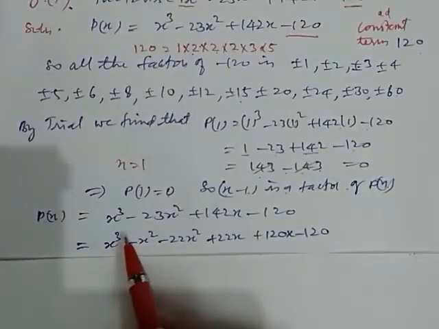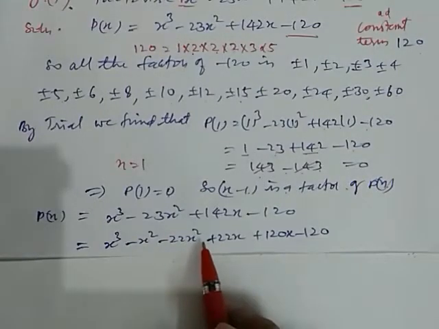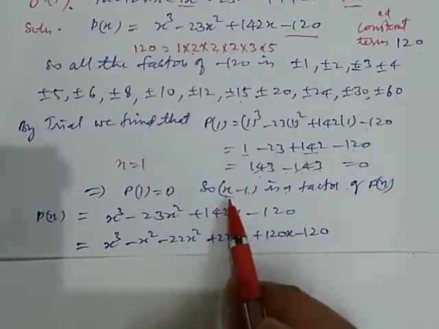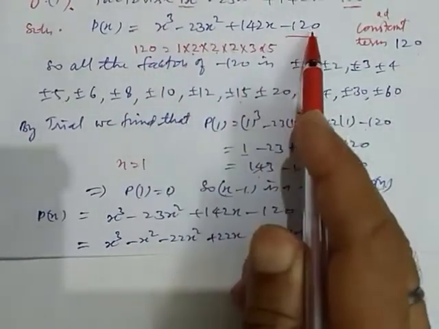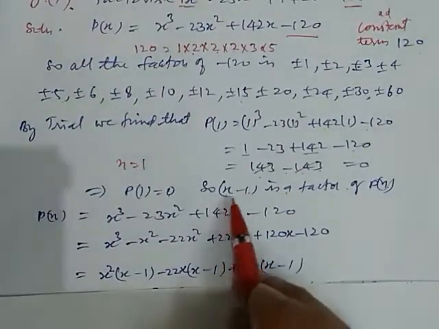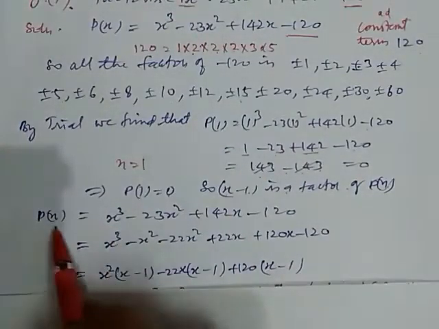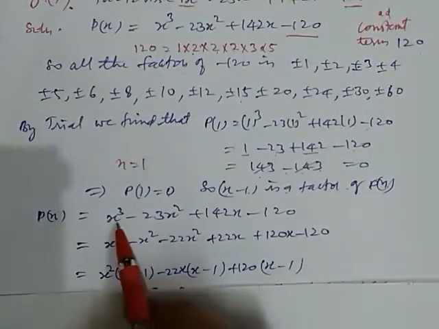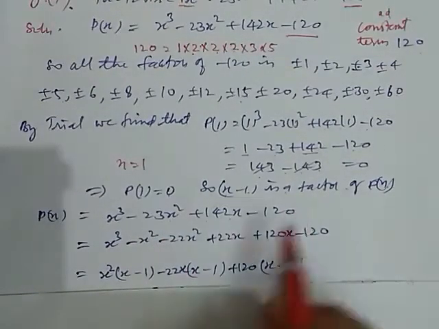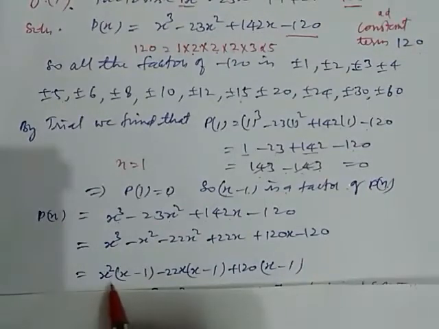If you understand this method, this is very short. But if you do not understand this method, then you can perform long division of this polynomial by this x minus 1. So if x minus 1 is a factor of this, what can we do? First we write down our polynomial here, x cube minus 23x square plus 142x minus 120. Now leave one line blank and start with the other line.